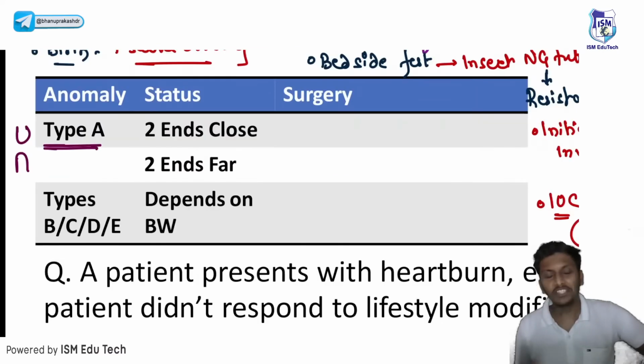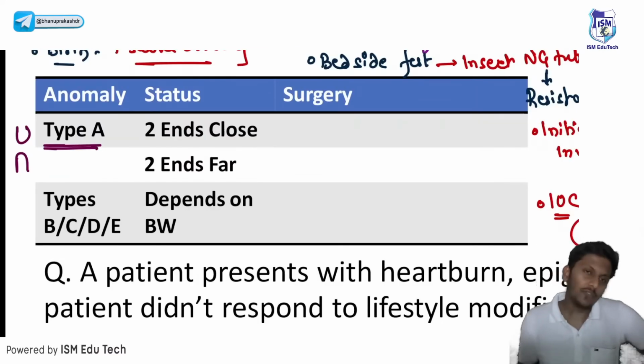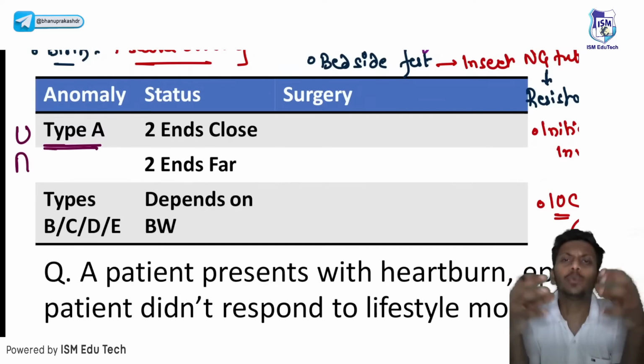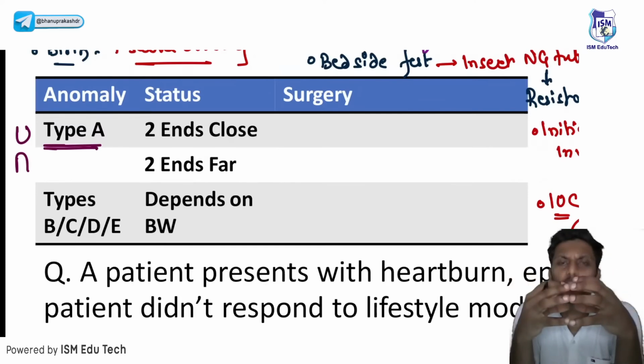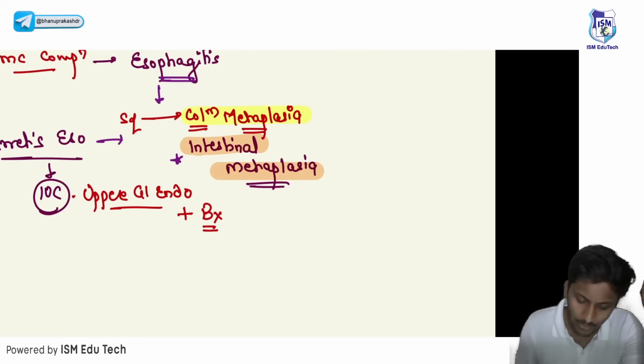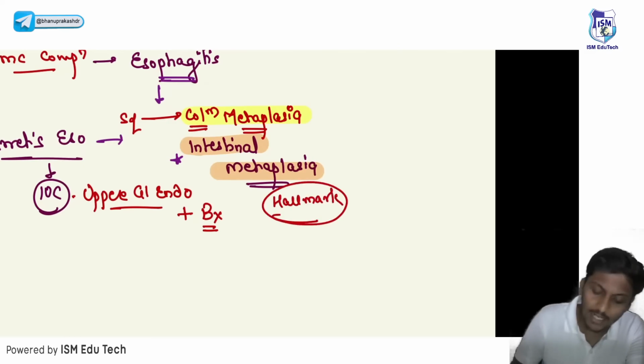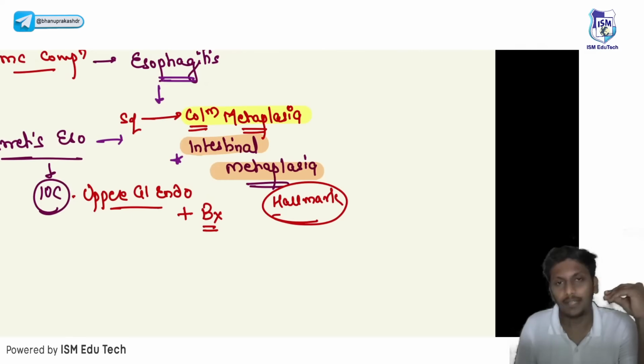Surgical intervention typically involves anastomosis to connect two ends of the esophagus if they are sufficiently close. In more complex cases, a gastrostomy may be necessary to provide interim nutrition. The hallmark feature of Barrett's esophagus includes goblet cells, which secrete mucus and indicate intestinal metaplasia. Recognizing these cells is crucial for accurate diagnosis.